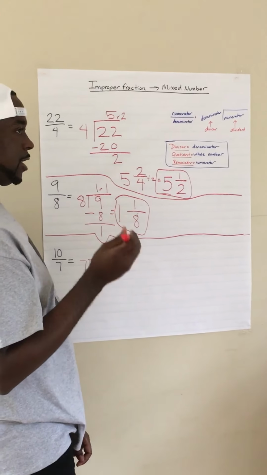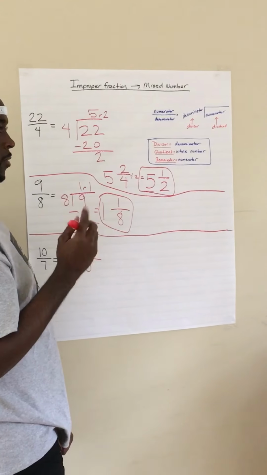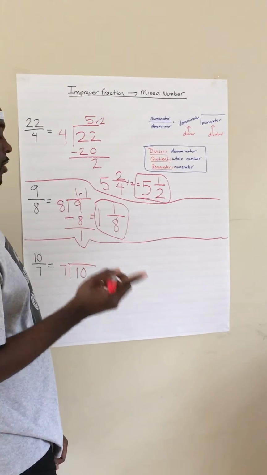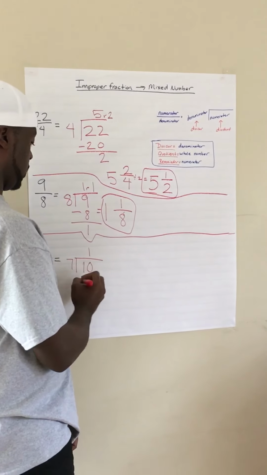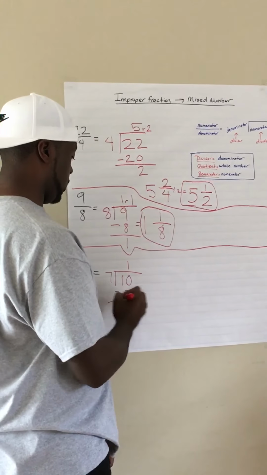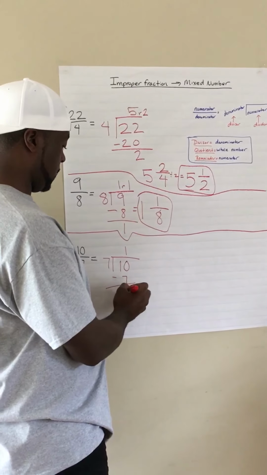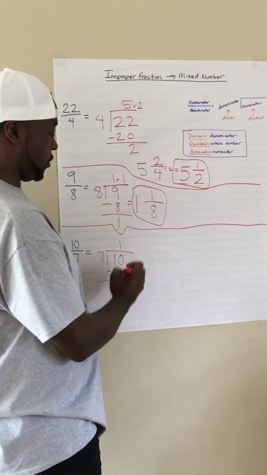So how many times can 7 go into 10? Well, 7 times 1 is 7. 7 times 2 is 14. 14 is too big, so we're left with 1 time. Minus 7. So 10 minus 7 equals 3. Of course, we can't go any further, so our remainder is 3.